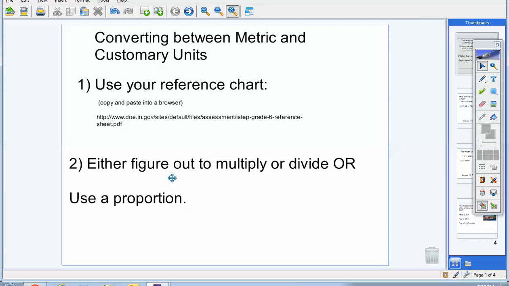Once you figure out what the conversion is, you're either going to multiply or divide, or you can use a proportion like we did when we were converting customary units. Either way will get you the right answer. So let's take a look at some examples.